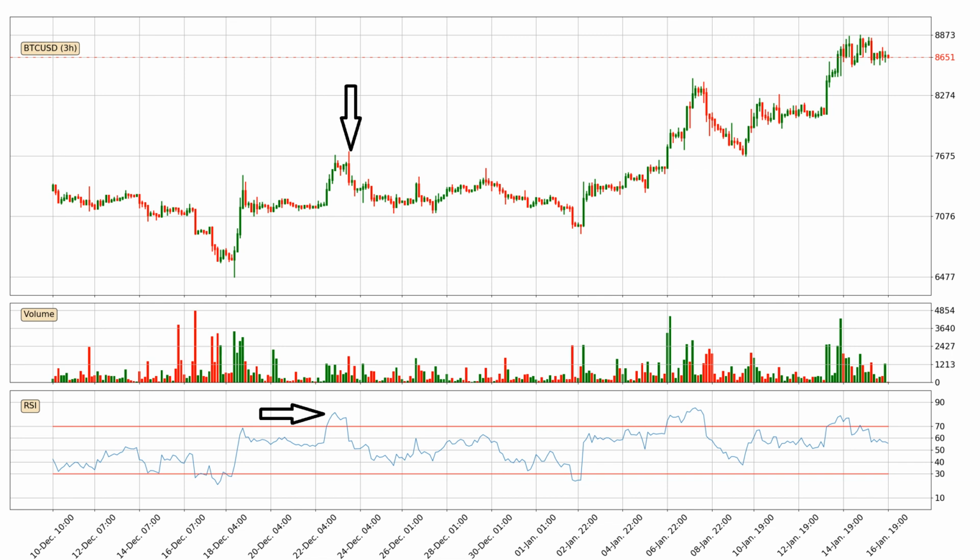This is, however, not always true, as no indicator can predict the future with certainty.